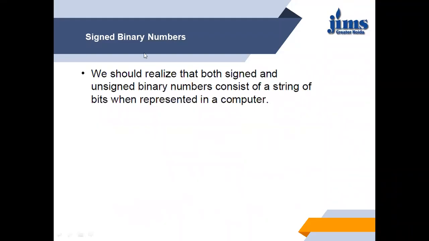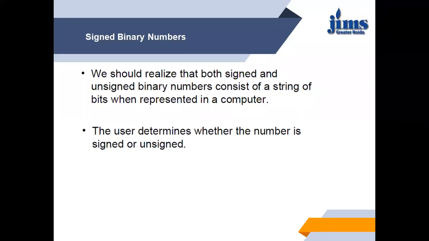Now we should realize that both signed and unsigned binary numbers consist of a string of bits when represented in a computer. Data is always stored in your hard drive, or in your RAM, or in your cache memory, or in your processor. These are called the registers. A register is nothing but a sequence of bits where the data is placed. So we need not put a negative sign or a positive sign in the hardware. With the help of zeros and ones, we store the data so that it is directly known to the computer whether it is a positive number or a negative number.